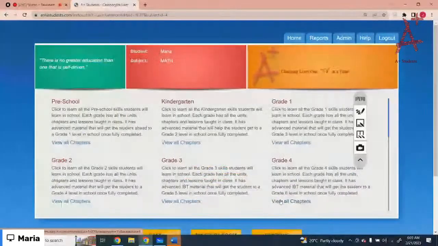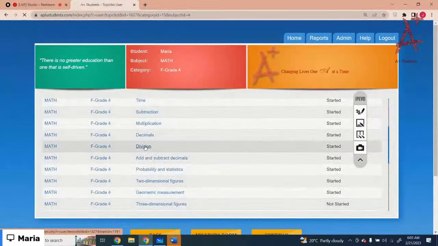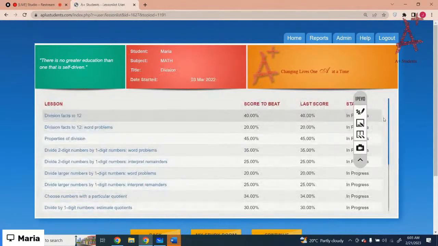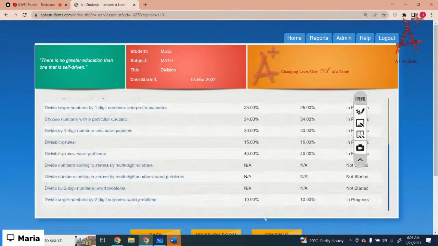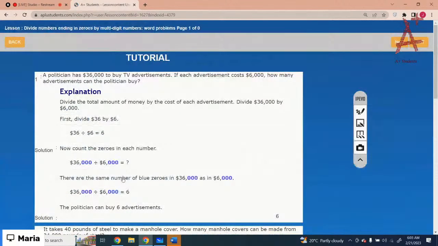Okay, here I am on grade 4 maths. The chapter I'm going to start with is division. Okay, here is the lesson: divide numbers ending in zeros by multi-digit numbers word problem. So let's just start with the lesson. Okay, let me read the first question.